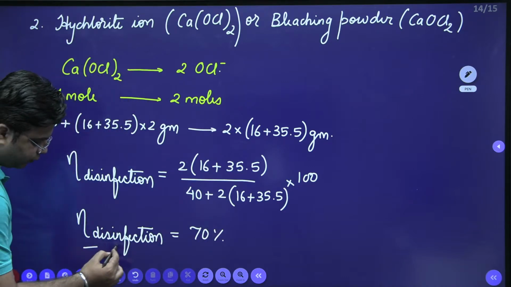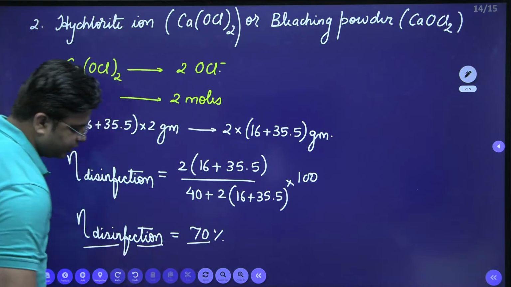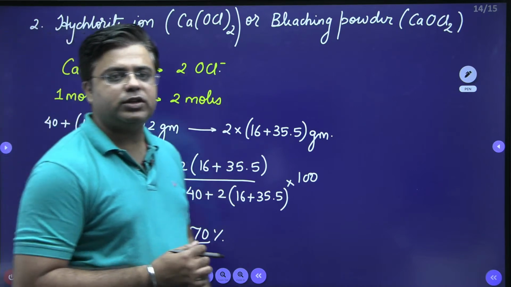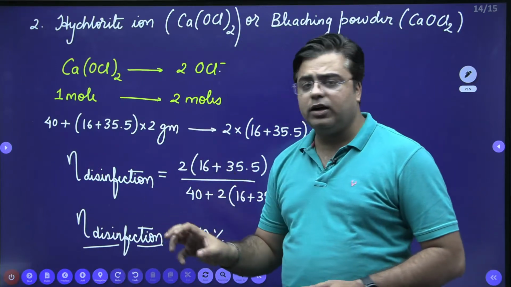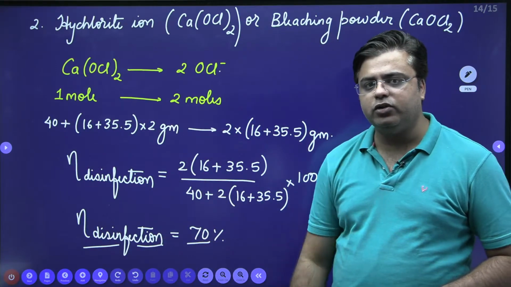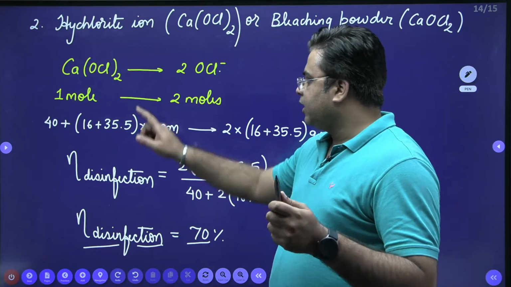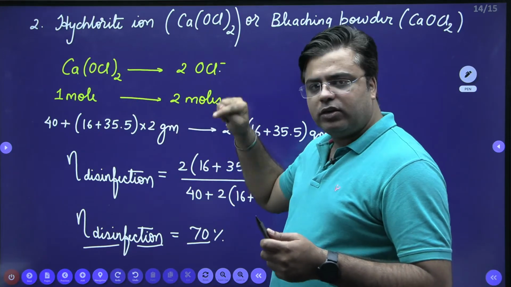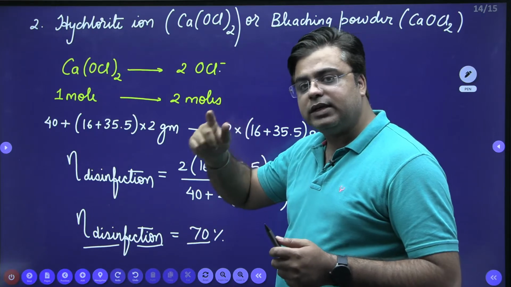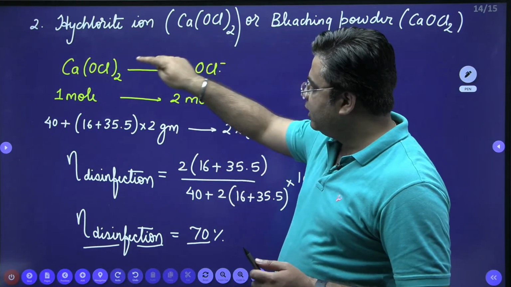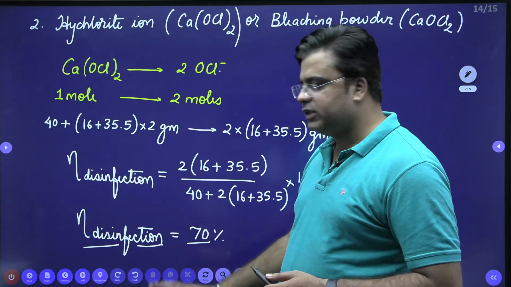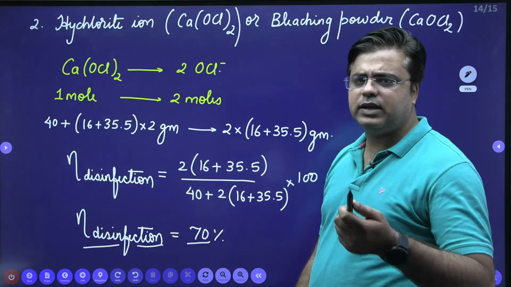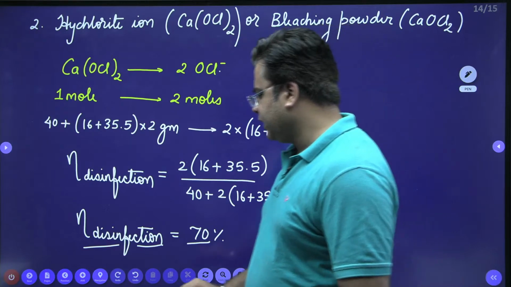Now this type of questions can be asked in your examination. Whenever such a question is asked, what is the disinfection efficiency for a particular disinfectant, you only need to check that OCl minus ion will carry out the disinfection. So what is the percentage of OCl minus ion present in CaOCl2? Like that you calculate the efficiency of disinfection. Okay, this is again a variety of question that can be asked.